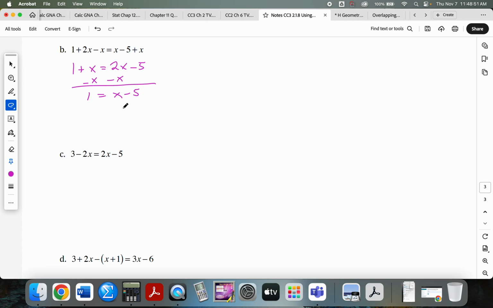So again, I have this same situation that comes up over and over again. I've got these 5 negative tiles on the right side. How do I get rid of those so that I just have an x tile? Yeah, add 5 unit tiles to both sides. And I get x is 6.